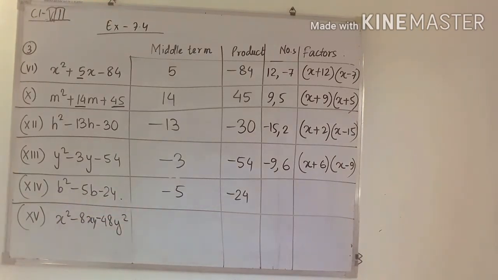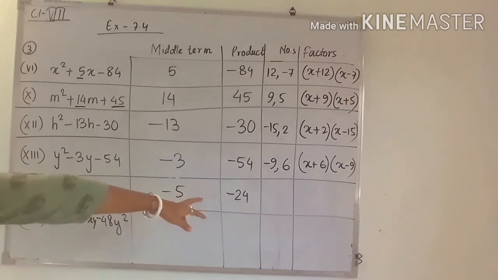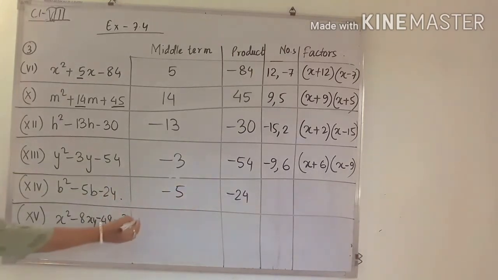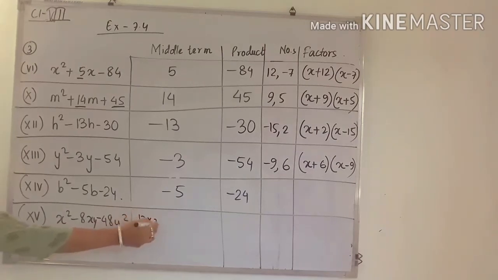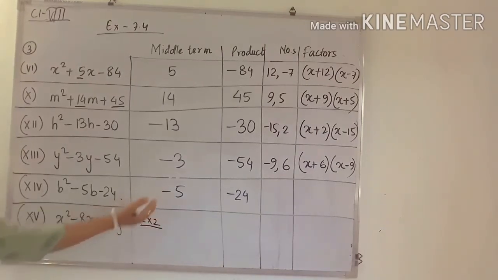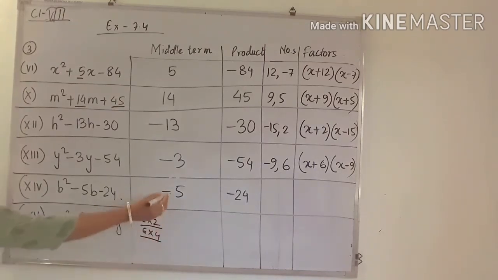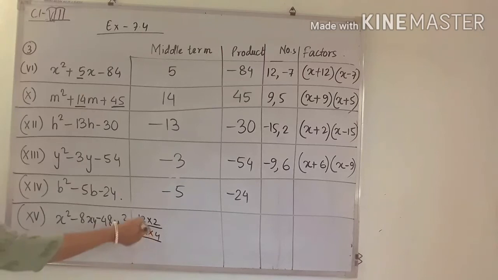So the next question is middle term is minus 5 and the product is minus 24. So you can see here, 24 when you factorize you will get 4 sixes are 24, there are many numbers. 12 twos are 24, but if you subtract you will not get 5. Then see, 6 fours are 24. This also will not be equal to 5 when you add or subtract.